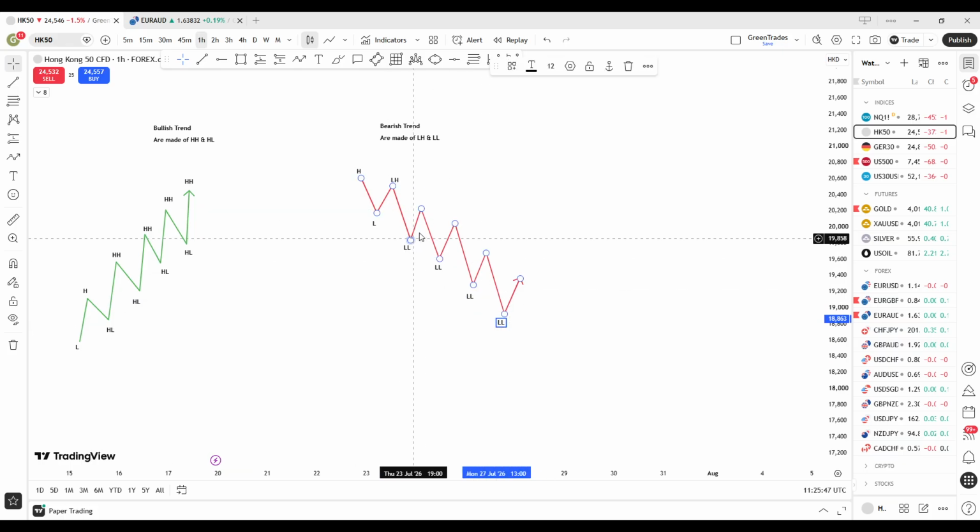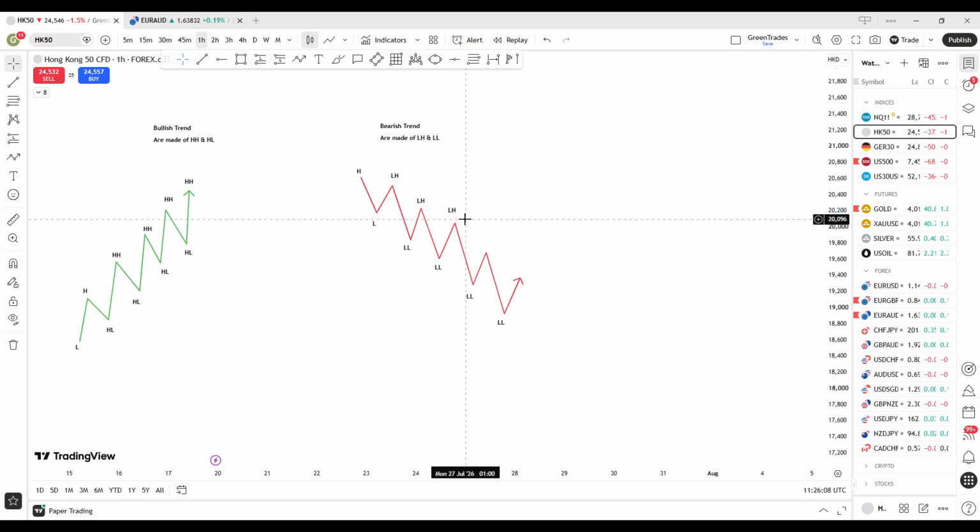But then this new lower low created another high because it is higher at this point. This is low, this is high. But this high is lower than this high here. So it becomes a new lower high. Same for this one. Same for this, becoming a new lower high. That becomes a new lower high. And then this becomes a new lower high.